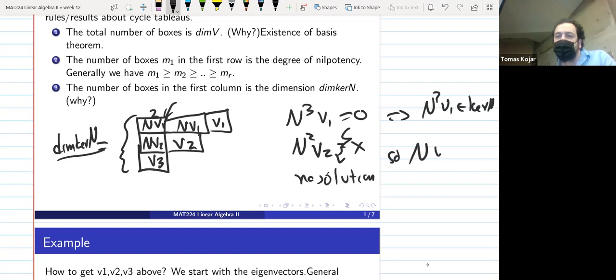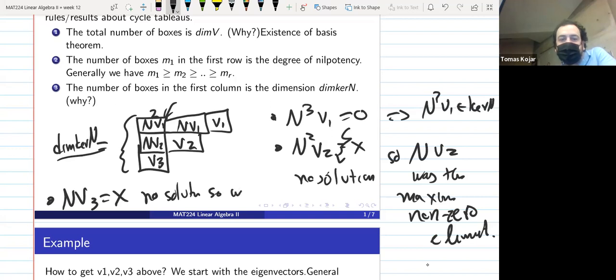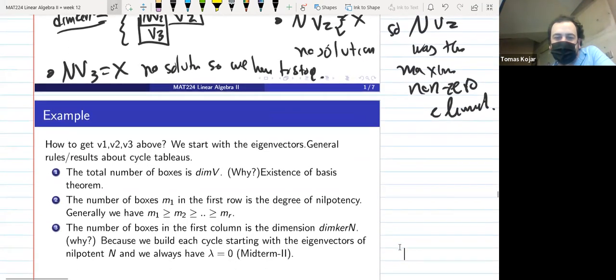So n of v2 was the maximum non-zero element. Let me just say it this way. I think this is overkill. And again, for n of v3 equal to x, there was no solution. We have no solution to this. So again, we have to stop. All right. What else do I want to talk about?